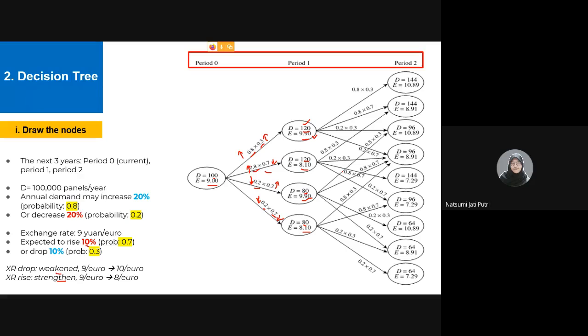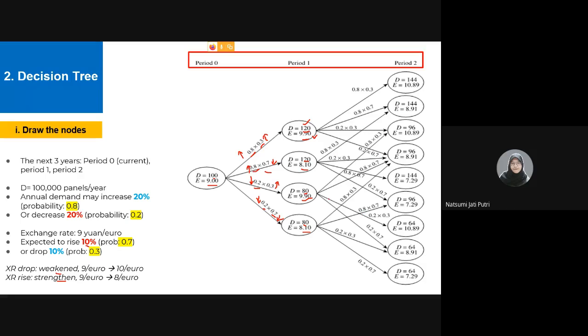Ada nodes yang kayak tumpang tindih itu sebenarnya, jadi nanti di tiap nodes ini kan akan dihitung kayak berapa demand sama exchange rate yang barunya di tiap periode 2 ini. Terus nanti bakal ada hasilnya yang sama. Nah, nanti itu berarti kayak ini nih, misalkan di nodes ini ada 2 panah. Berarti kayak sama aja, jadi bisa langsung dipanahin.